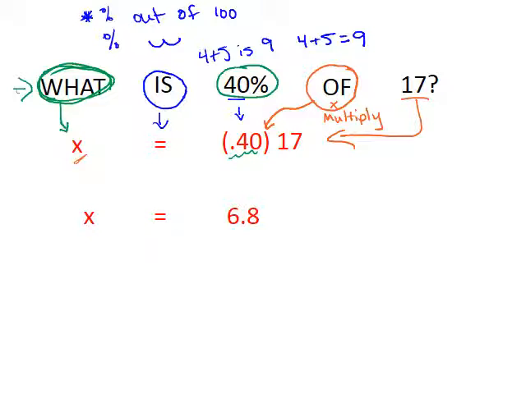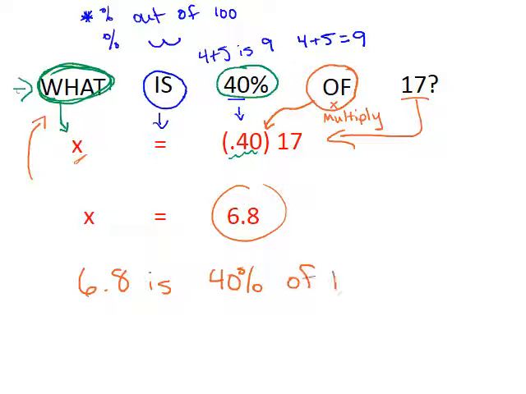So x is equal to 0.4 times 17. And if you type that into your calculator, you would get 6.8. So looking back at our original sentence, you can say 6.8 is 40% of 17.